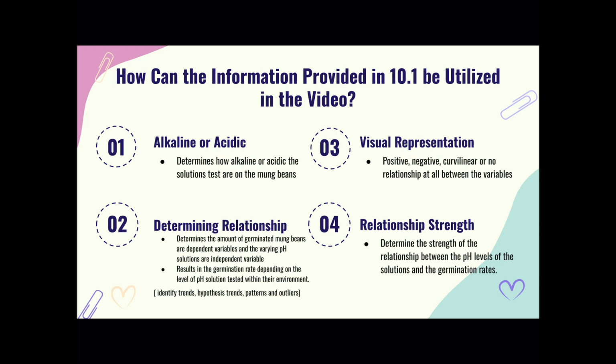A visual representation like a scatter plot will be able to determine a positive, negative, or curvilinear relationship, as well as determine if there is no relationship at all between the variables. Once the visual is complete, one can determine if there are any outliers. The correlation coefficient is able to measure the strength of the linear relationship between two variables. So using this, we'd be able to determine the strength of the relationship between the pH levels of the solution and the germination rates.